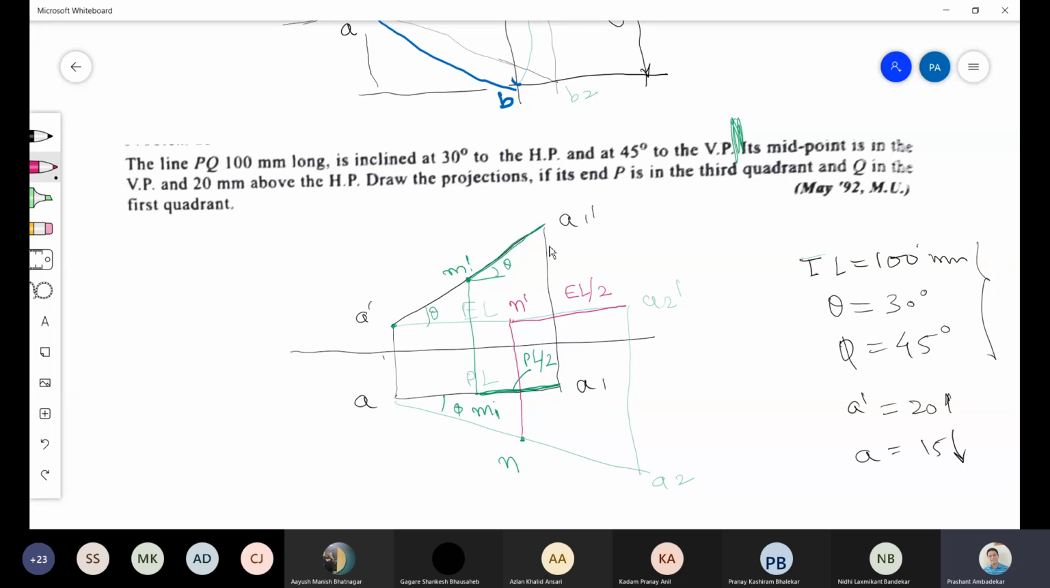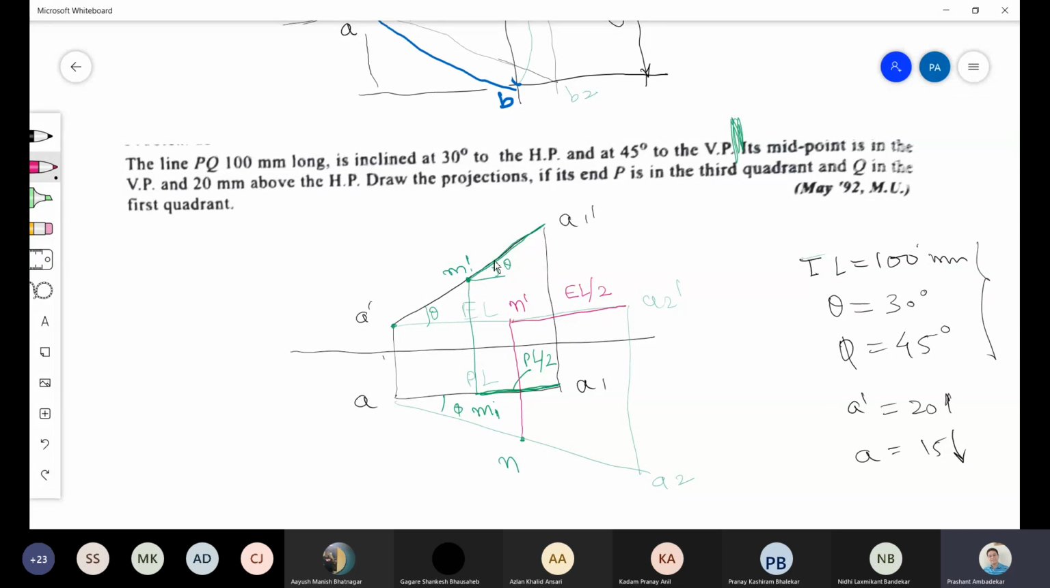So what will we do? We will solve this sum by considering the half elevation length and half plan length, and then we will extend it to obtain the position of A dash and A. I'm repeating it. We will solve this sum in the same way, but what change will we make? We don't know the position of A dash, but we know the position of M dash. So from here onwards we will solve.